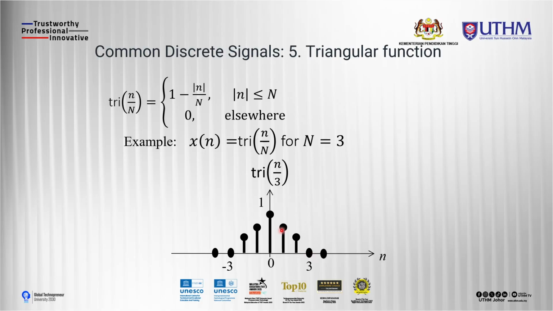So you count 1, 2, 3, then 1, 2, 3. The origin value is not counted. Okay. So when combined together, the shape of this signal is a triangular signal. That's why it's a triangular function.